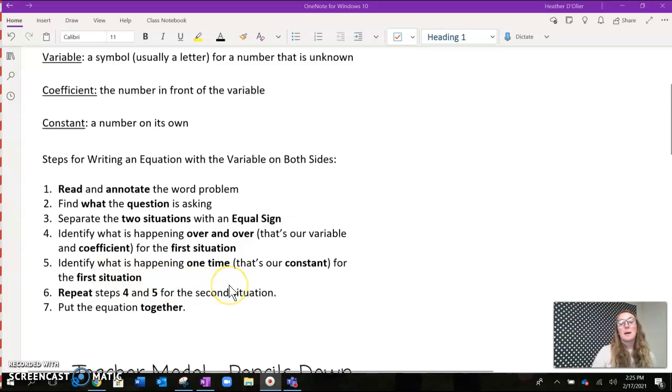Then identify what's happening one time for the first situation still, okay? Then I do the same thing, but for the second situation. So I put it on the other side, put the whole equation together. Make sure it makes sense, all right?